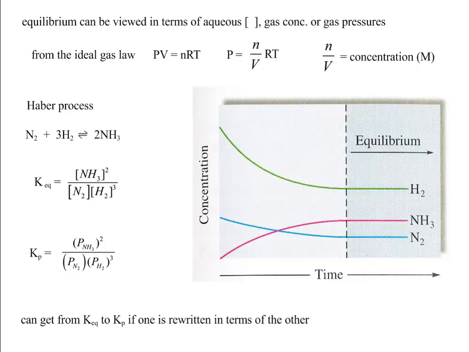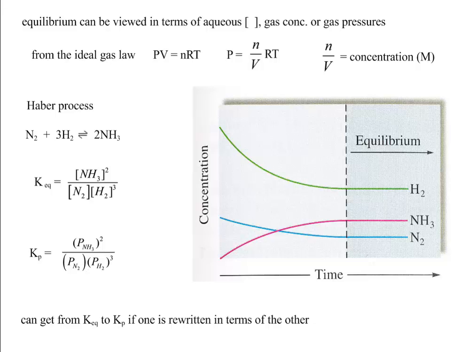Okay, when we're looking at equilibrium, we can look at it in terms of the aqueous concentration of a species, of a gaseous concentration, or of gas pressures. If we're looking at gases, then we can use the ideal gas equation, and we can rewrite it so that we have pressure in terms of molarity, R and T. And a useful reason to do that is then we can take the equilibrium expression from concentration and write it as an equilibrium expression in terms of pressure.